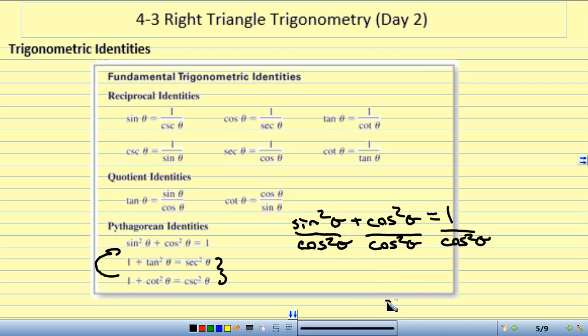So sine squared theta over cosine squared theta, you should be good with that. That's going to give me tangent squared theta. Cosine squared theta divided by cosine squared theta is 1. And this one, 1 over cosine squared theta, that's secant squared theta. So that's where these come from. Notice 1 plus tangent squared theta is secant squared theta.